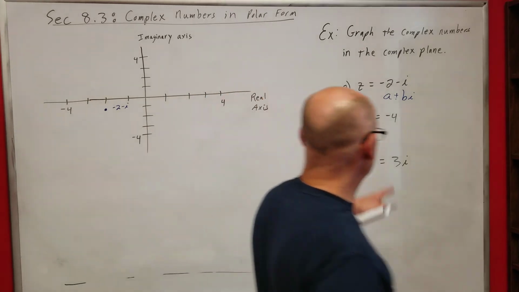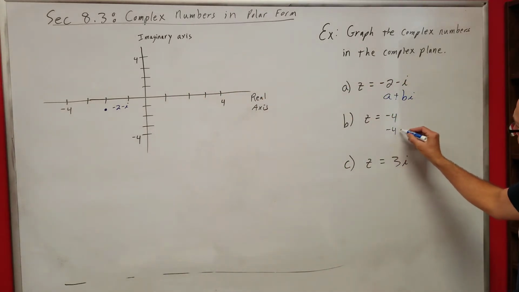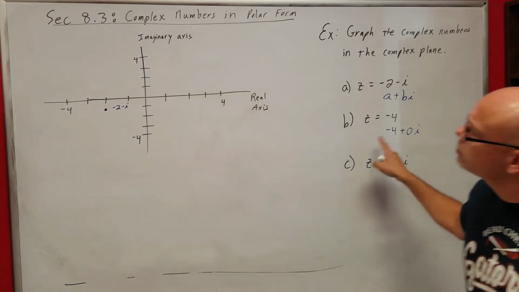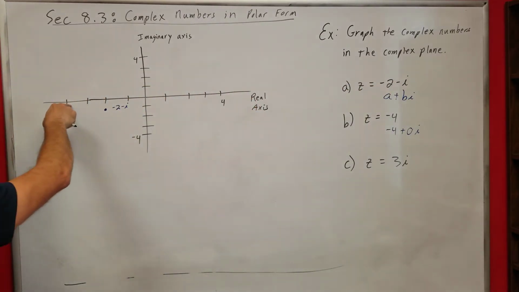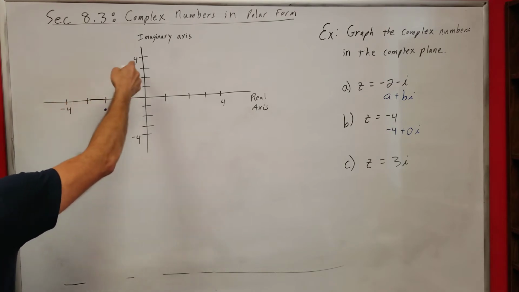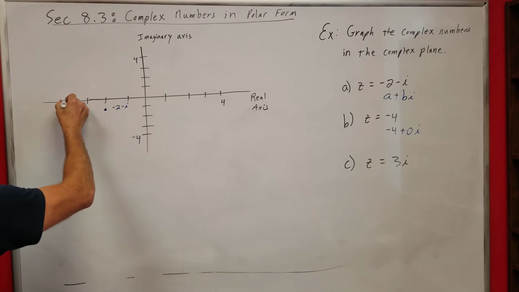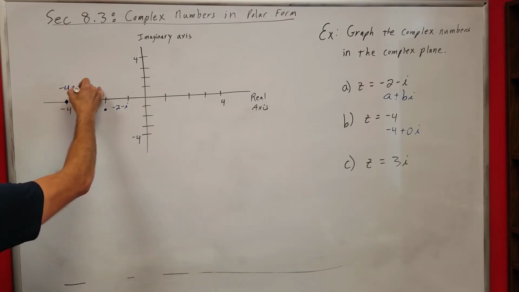How about this complex number? z is equal to negative 4. Isn't that the same thing as negative 4 plus 0i? So negative 4 is your real part. So you go on your real axis to negative 4, and then 0i, so for your imaginary axis, you go to 0. That would put you right here on this axis, and that's negative 4 plus 0i.